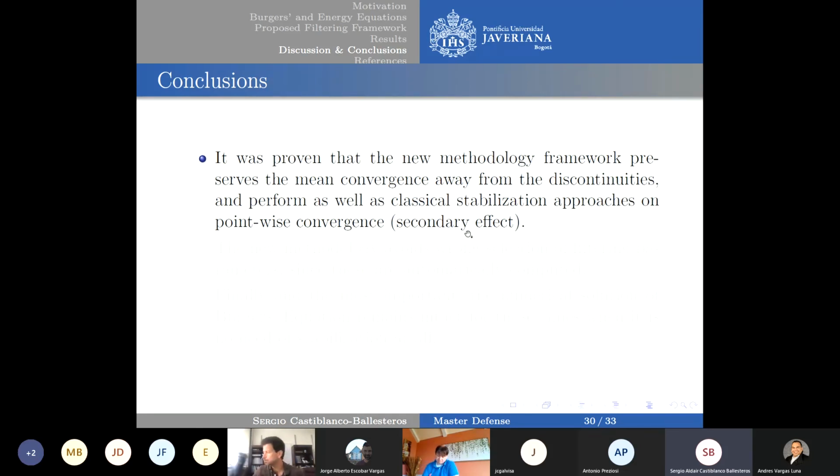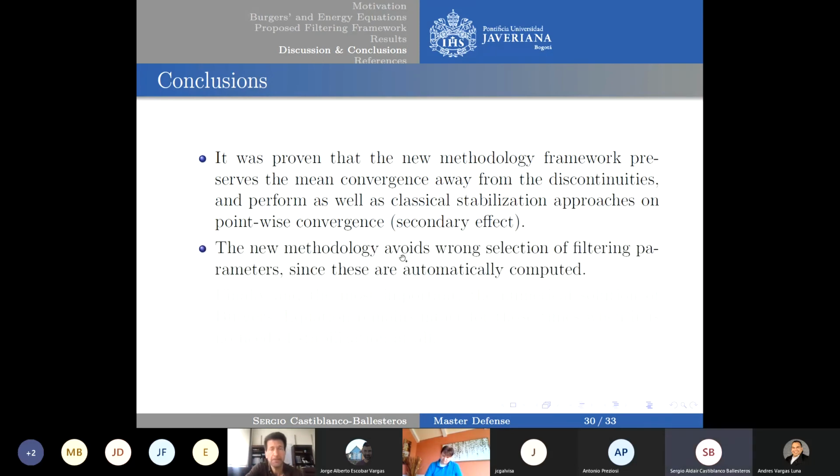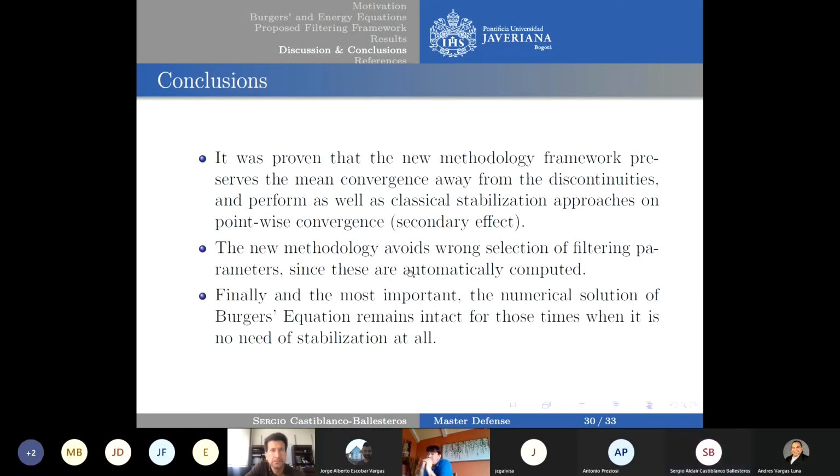I will mention this later. The new methodology avoids ad hoc selection of filtering parameters since these are automatically computed. And finally, and the most important, the numerical solution of Burger's equation remains intact for those times when there is no need of stabilization at all.